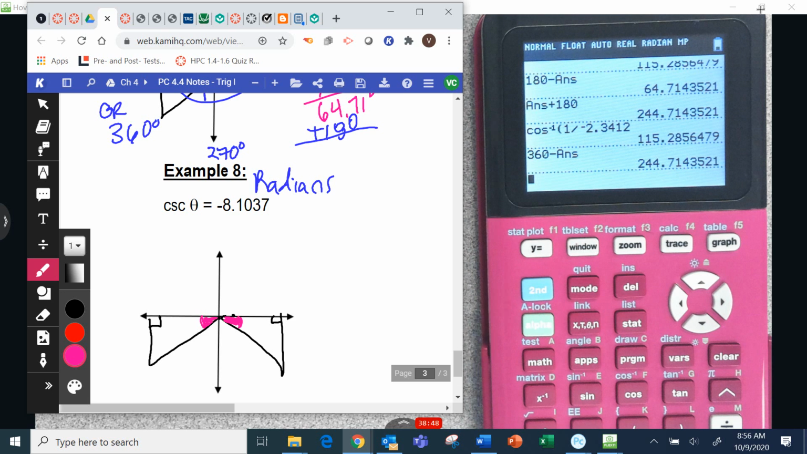I drew a picture first. I don't know if anybody else did that. That's what I did first.